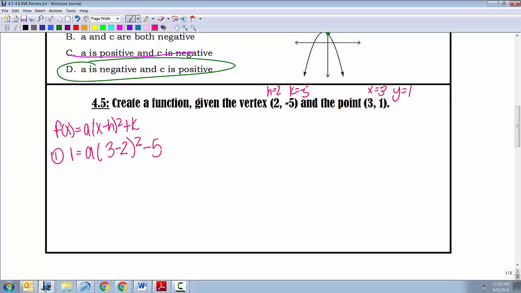Your exam's only, I think it was 12 questions, 14, so it's not long. It takes a long time to do these problems. All right.